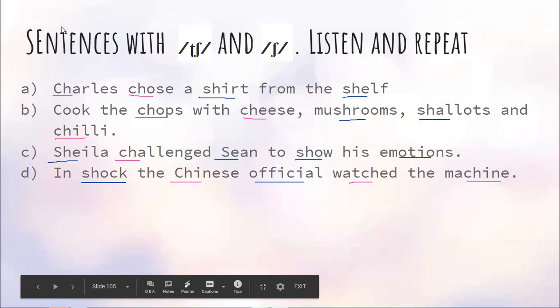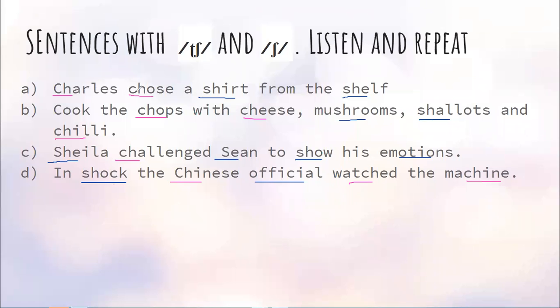Let's kick off with Bruno. Master Bruno. We have here: Charles chose a shirt from a shelf. Bruno? Mr. D, ¿puedes explicar de nuevo? Porque no lo entendí muy bien. Por ejemplo, en shirt, ¿sería así? ¿O no sería shirt?